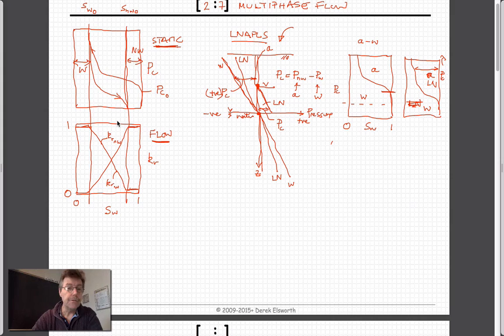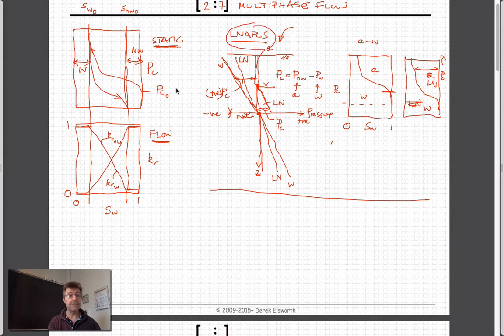If we look at LNAPLs, then maybe that's a bit more straightforward, because we only have two phases present. Our problem in what we've dealt with here is that we essentially have three phases, right? We start off with air and water in this upper region, and then we dump in gasoline, and so we have three phases. For DNAPLs, it's much simpler.